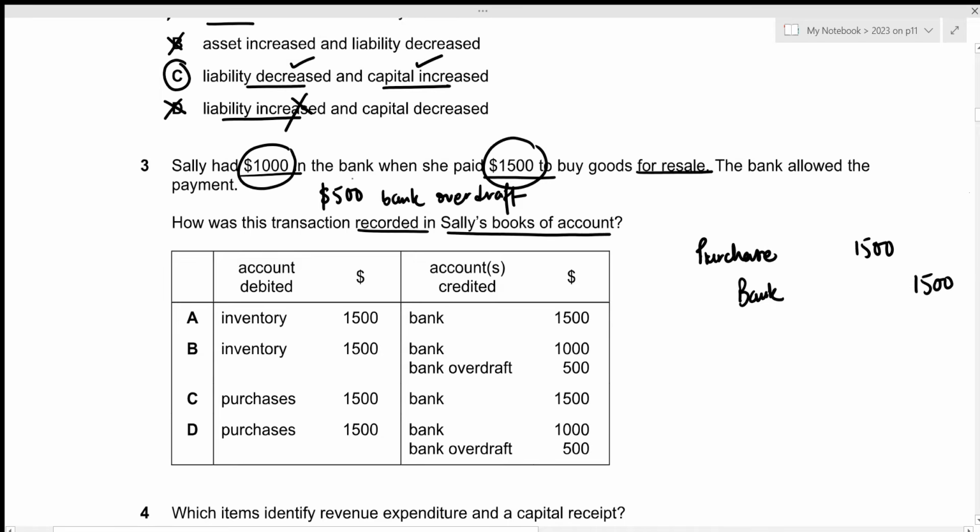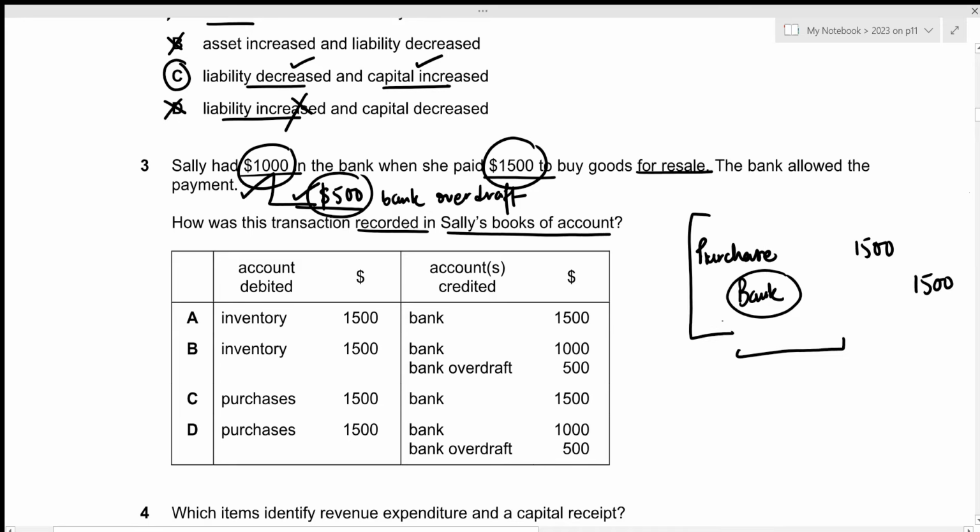And don't get confused by this 500 bank overdraft. We do not record the bank overdraft separately within a transaction, because that amount of 500 also came out of Sally's account itself, right? So we're essentially talking about the bank account for this 500 as well as the 1000 that already existed in her business's bank account. So both of these amounts, so 1000 plus 500, will be recorded under the heading of bank itself. So there will be no separate amount under the heading of bank overdraft. Don't get confused with that.